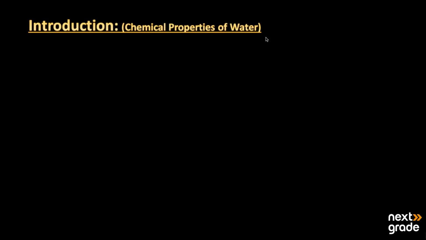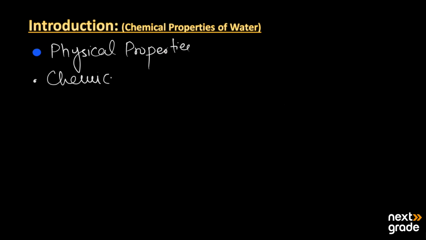So the topic that we will discuss today is the chemical properties of water. Before we start the topic, you must know that properties are mainly of two types. The first type is the physical properties, and the second type for water is the chemical properties.